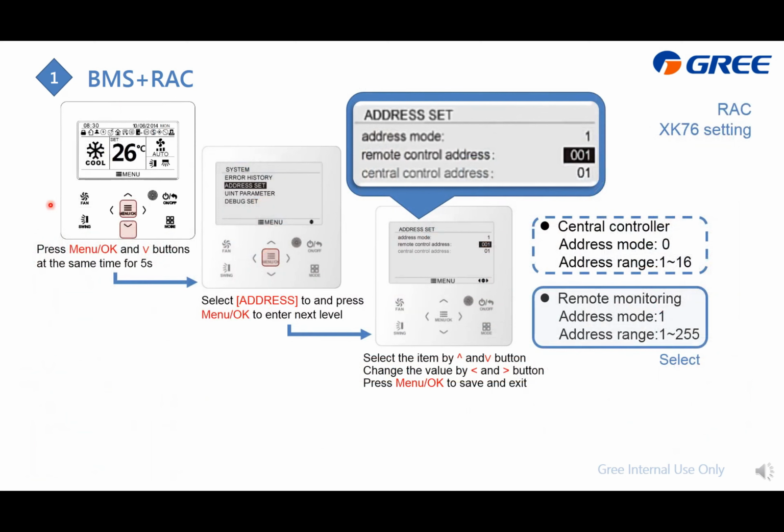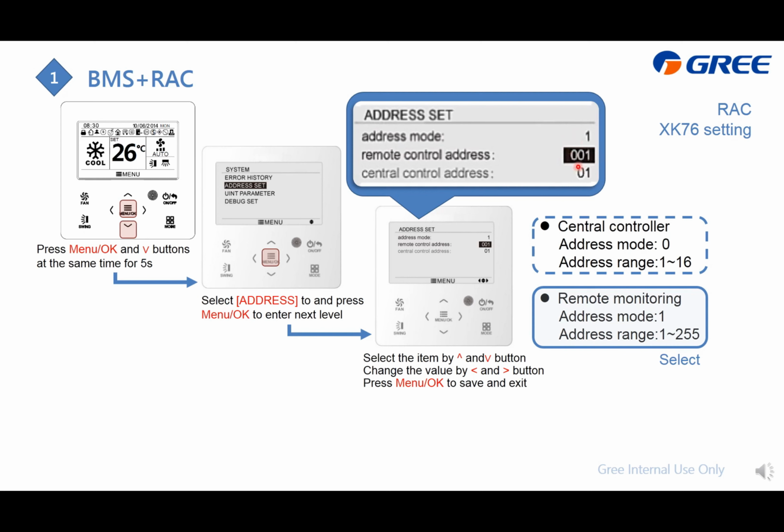After the wiring, you need to do the setting on the wire controller to change the address, and just follow this setting, which is to press the menu and down button at the same time for 5 seconds, and then you can enter this page. Then select this address set. Then you will enter this one. This is to select which protocol and the wire controller address, and you need to select this remote monitoring, change this one, and select the address to make it different for multiple RACs.